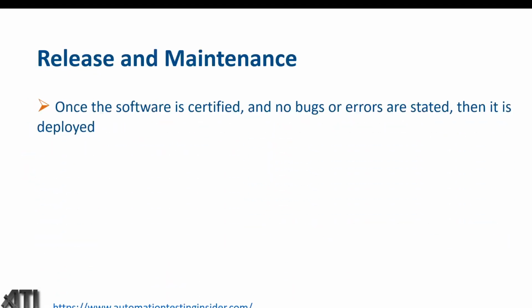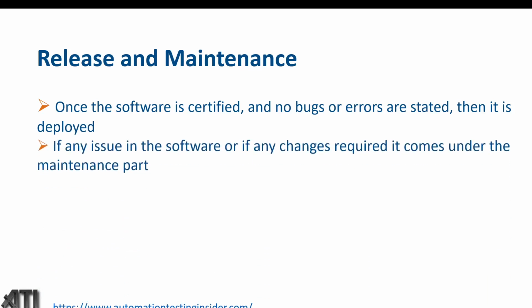And release and maintenance. So once the software is certified, if everything goes well and there are no bugs or errors stated, then it is deployed into production. And if there is any issue in the software or any changes required, it comes under the maintenance part. So let's say the customer comes back with further requirements, or they want to change something in the software, then that comes under the maintenance part.